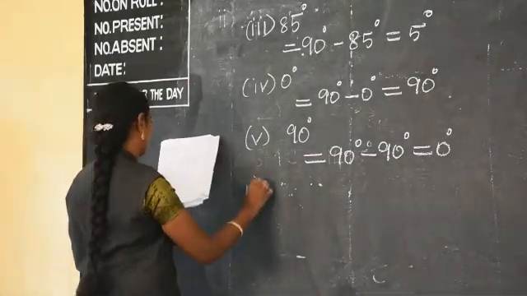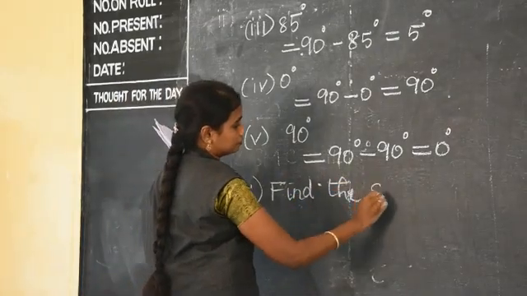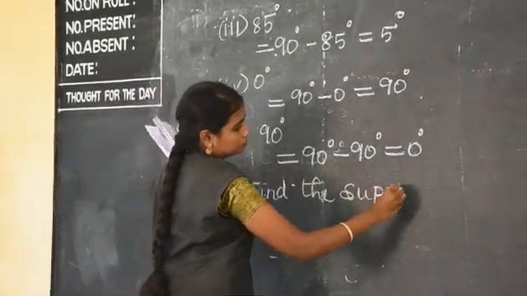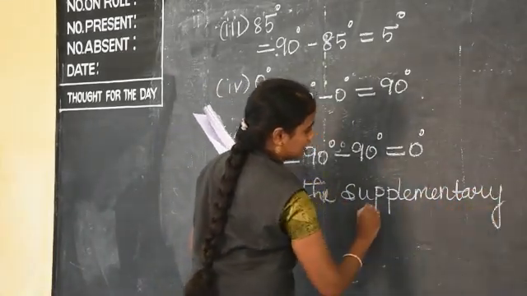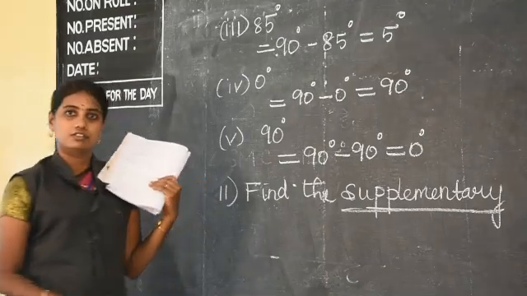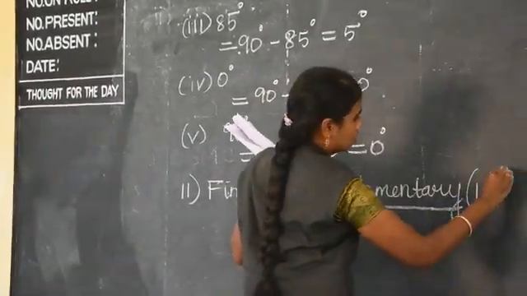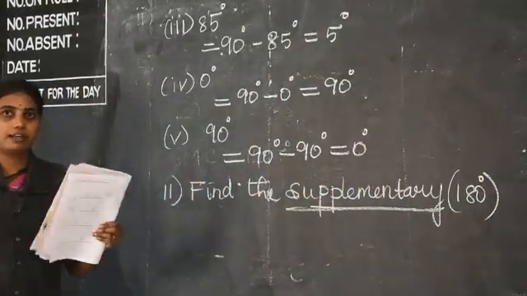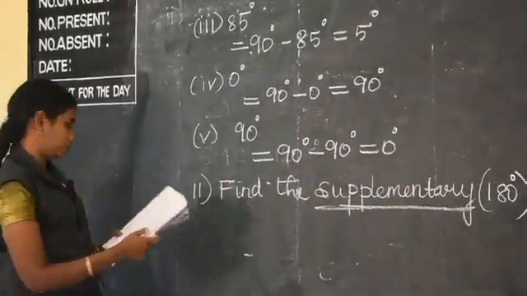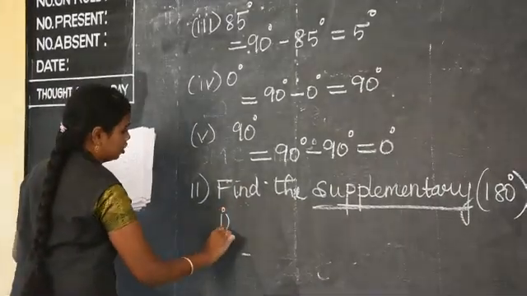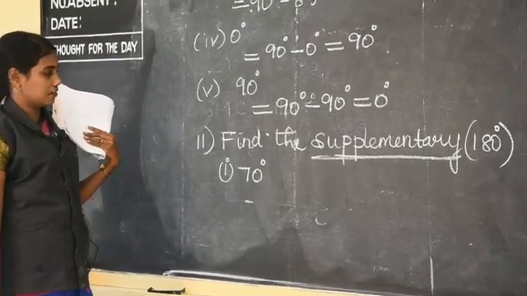Next, question number 11. Find the supplementary. Supplementary is what angle? 180 degrees. Supplementary is 180 degrees. So supplementary is given, one angle is given, and only the other angle we are going to find out. Now option 1 is 70 degrees.